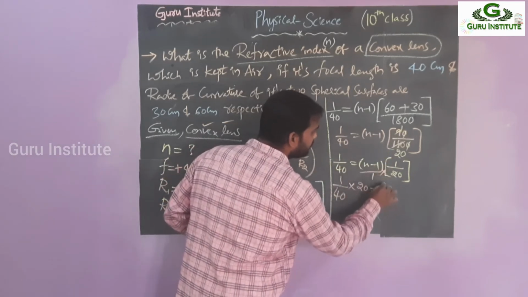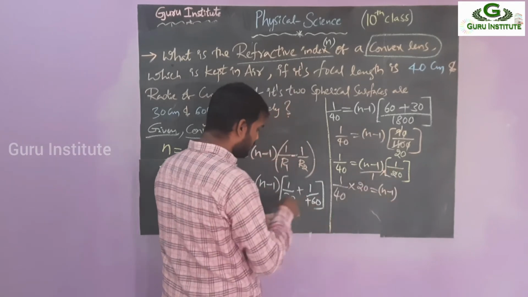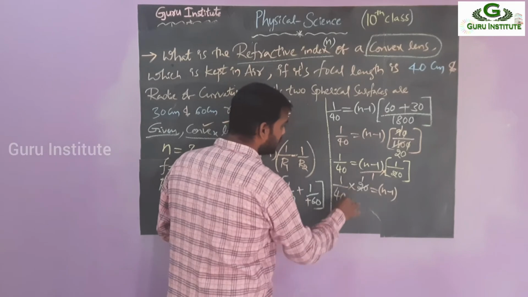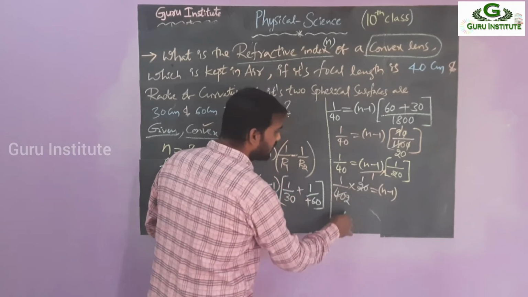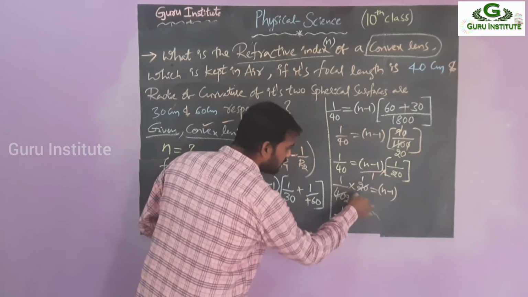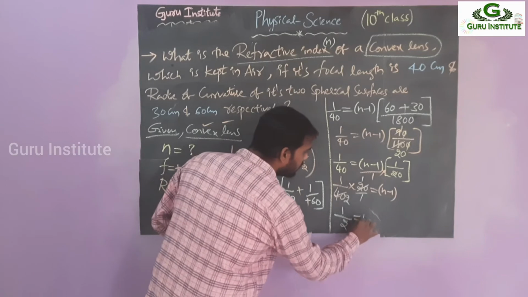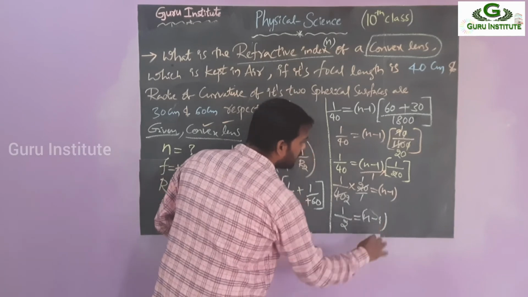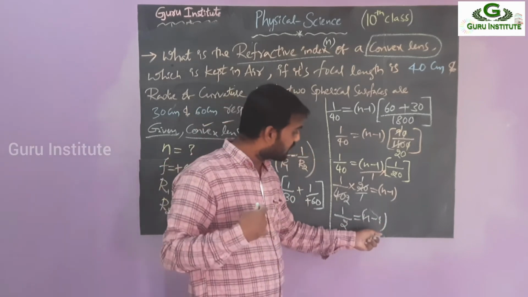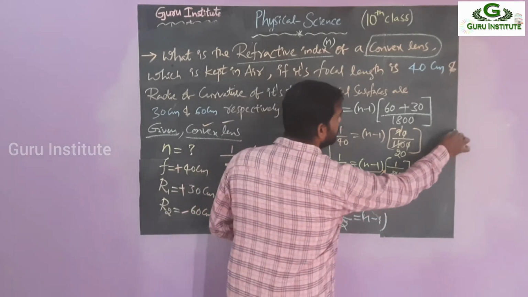That is equal to... what is this one? (n minus 1) into 21, 22. So what is the next step? 1 into 1 is 1, and 1 into 2. So here, in the denominator, nothing is there, right? 2 into 1 is 2. So 1 by 2 is equal to n minus 1 we are getting. But what I require is n, not n minus 1. I require n only. So simply just observe this one.